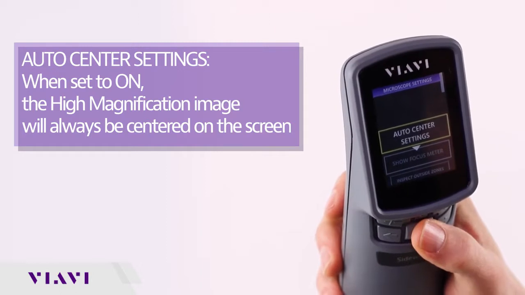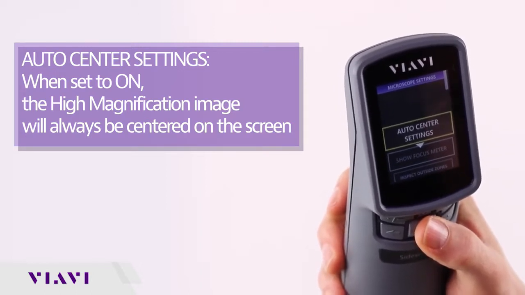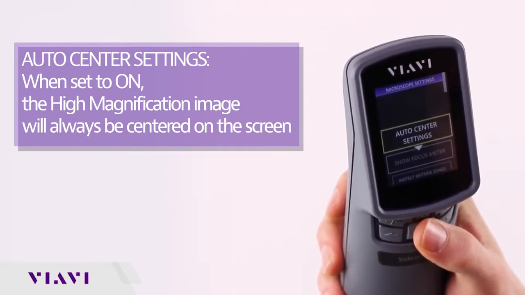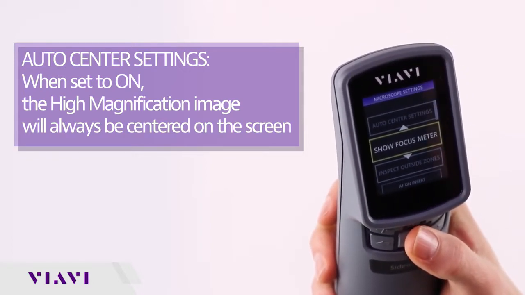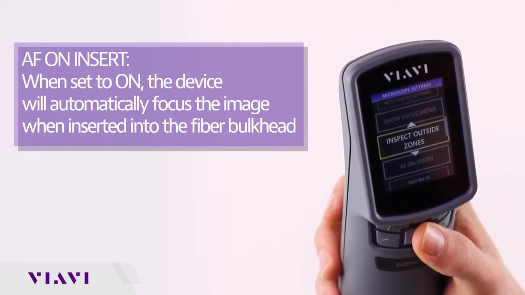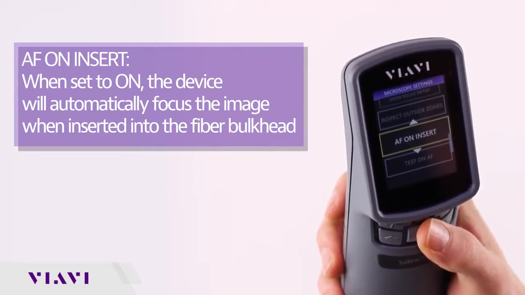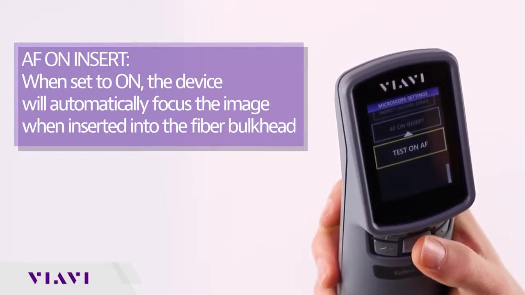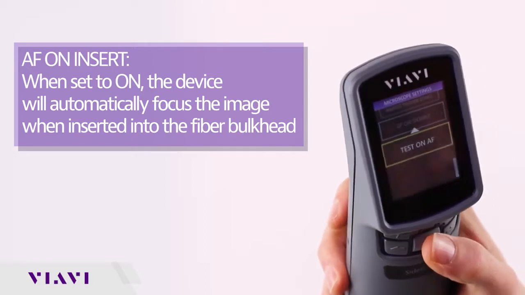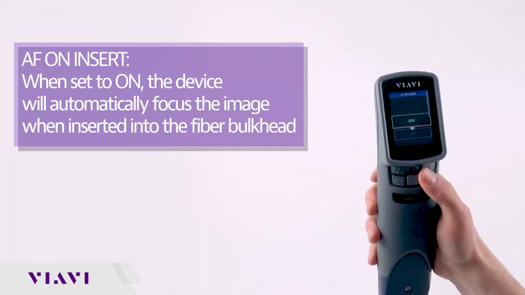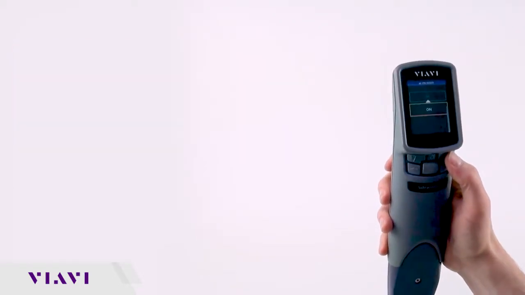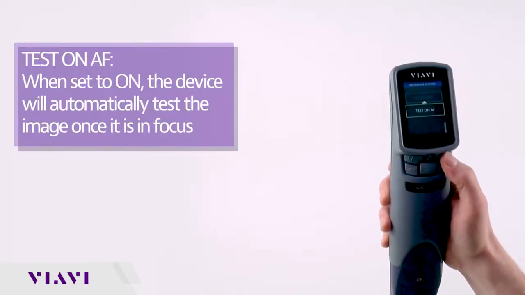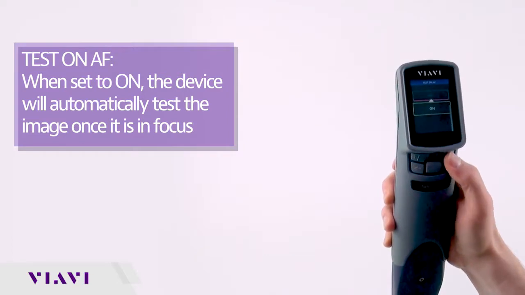fine tune. I prefer to keep Auto Center on at all times. It's particularly ideal with the FiberChek Sidewinder, and it'll center it right to the center of the screen. But what I really wanted to show was autofocus on insert and test on autofocus. I can actually streamline this so that if I select autofocus on insert, I'll turn that on. And then I'll also turn on test on autofocus.